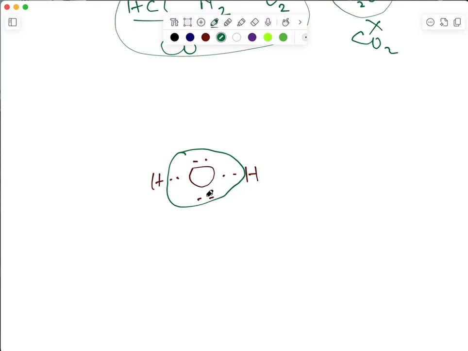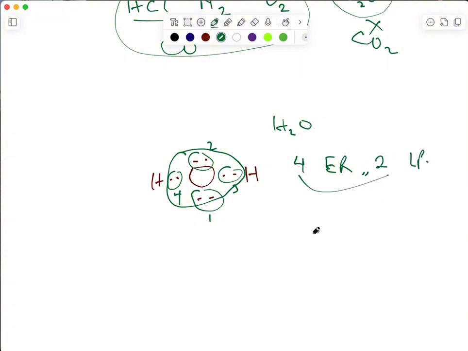We have 4 electron regions. We have 1, we have 2, we have 3, we have 4. So therefore, there are 4 electron regions around the central atom of H2O. And around this central atom, 2 of them are lone pairs. When you have this kind of combination, then the shape of that molecule is going to be bent. Sometimes it's also called angular. Bent, or also called what? Angular. Please take note of that. Bent or angular. Now, that's for 4 electron regions.